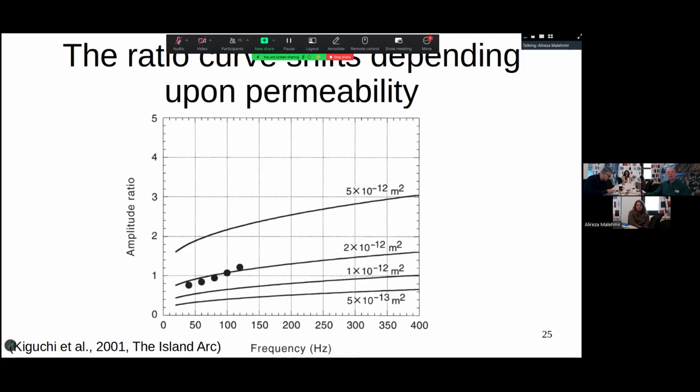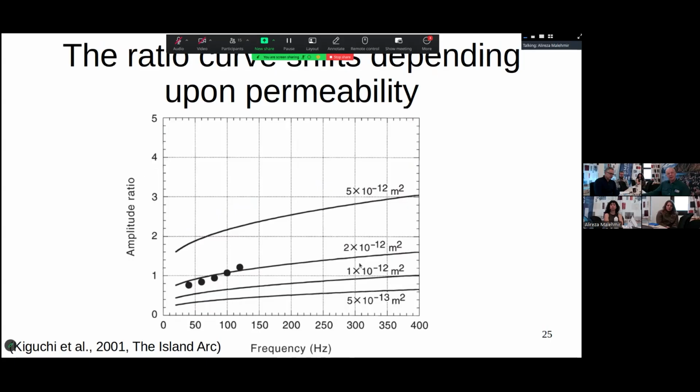And the ratio curves, they depend upon the permeability. So here we have frequency on this axis, and we have amplitude on this axis. And this is where the amplitudes from the calculations plot. So by seeing where they end up here, we get an estimate of the permeability.